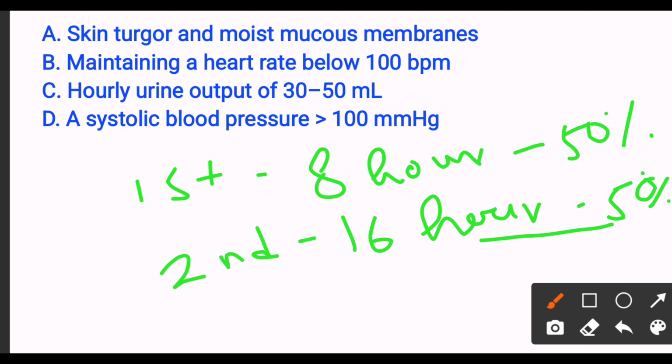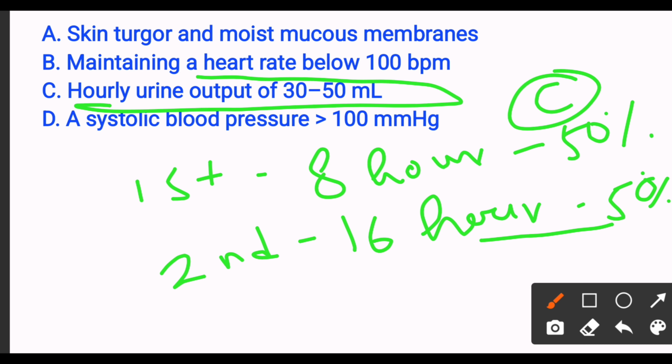While BP and heart rate are helpful, they can be affected by pain and stress. Urine output directly reflects renal perfusion and cardiac output. So the answer will be option C, hourly urine output of 30 to 50 ml. Next.